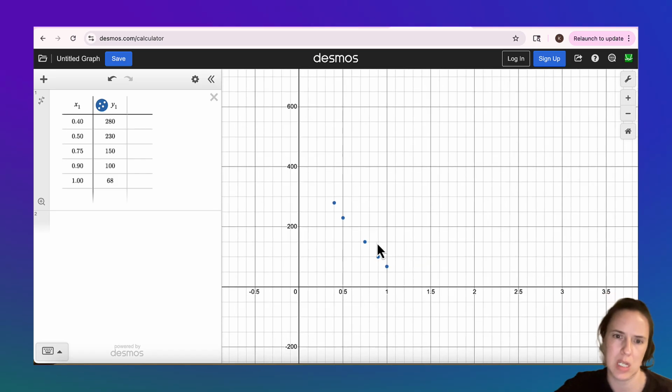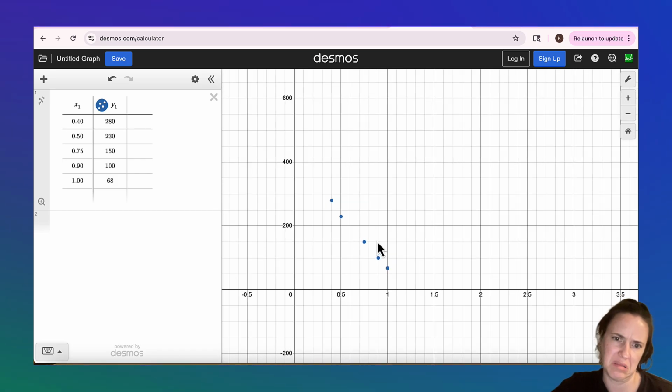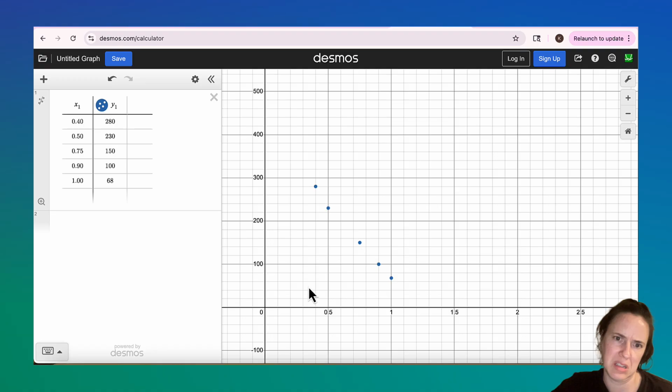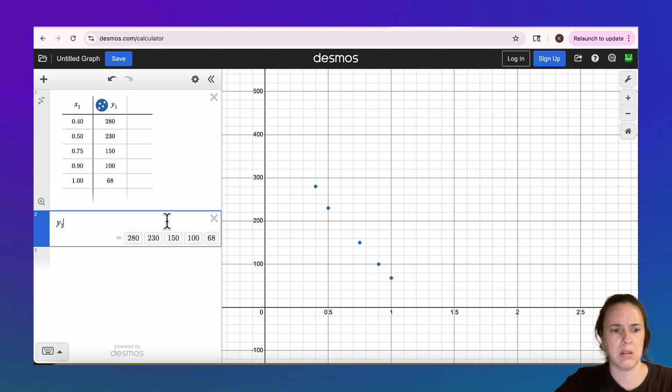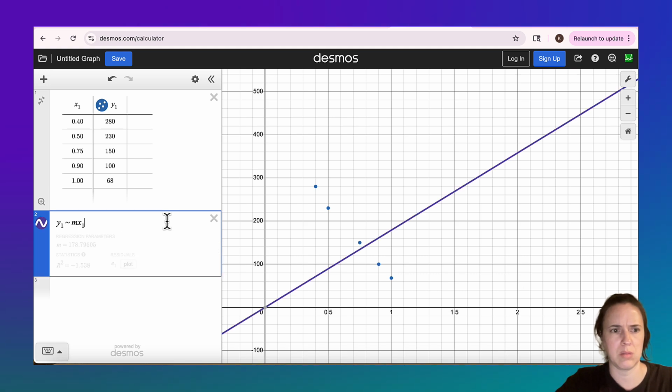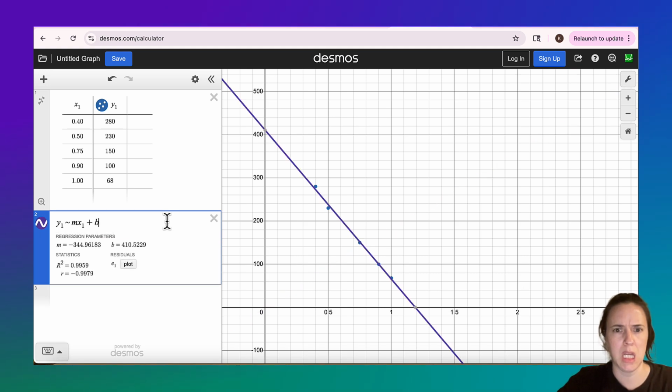Curious. No, it almost looks linear already. Okay, that already looks linear, so let's check it out. So if we do our regression, mx1 plus b, that looks pretty good. So our slope is negative 344.96. Okay, let's check out our equation sheet. Let's see how those guys are related.